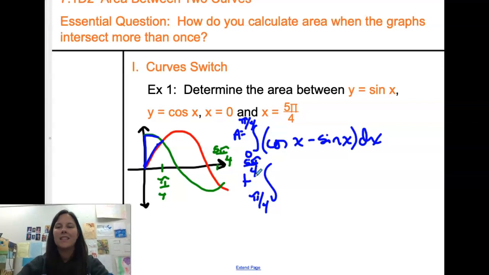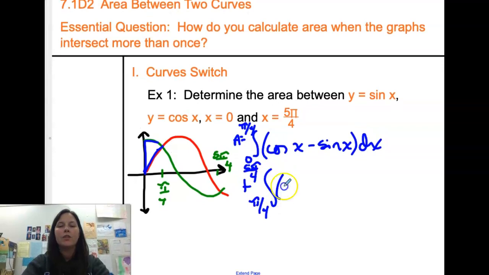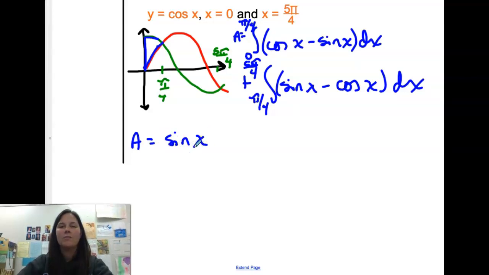I apologize, the stylus isn't entirely writing where I want it to. And that's where the function switched. Sine became the function on top, and cosine became the function on the bottom. Integrating each of these: the integral of cosine is positive sine because the derivative of sine is positive cosine. The integral of negative sine is positive cosine.